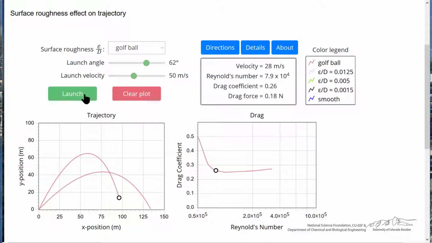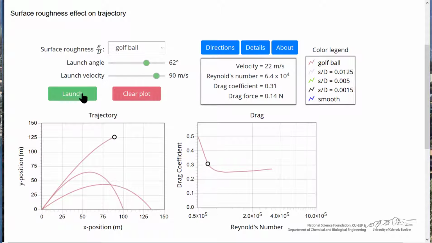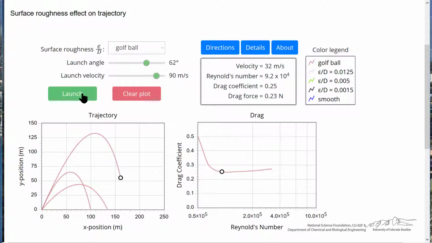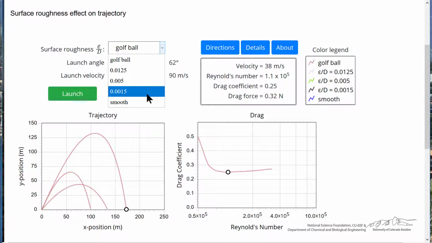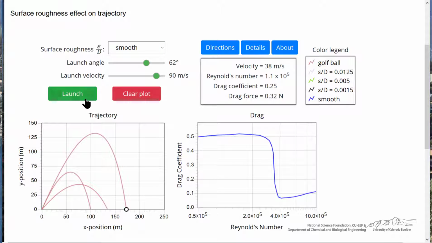notice, we can increase the velocity at the same launch angle, and of course, not surprisingly, it goes further for the higher velocity. The simulation updates the position to keep things on the graph. If I switch over to a smooth surface and launch at those same conditions of velocity and angle, notice that the sphere does not travel as far, and here we see the drag is higher until we get above around 4 times 10 to the 5th Reynolds number.